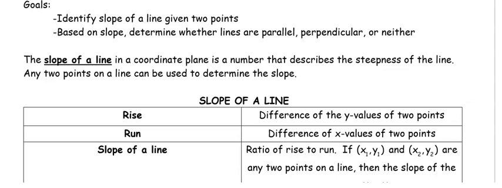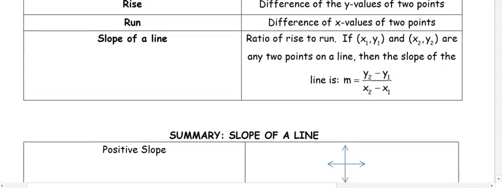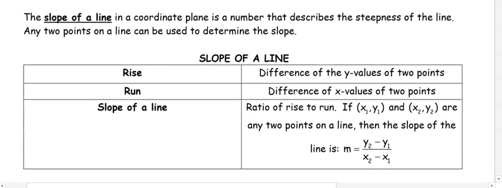This video is about identifying the slope of a line given 2 points, and based on slope, determining whether lines are parallel, perpendicular, or neither. So remember from Algebra 1, we've talked about slope before. The slope of a line in a coordinate plane is a number that describes the steepness of a line. Any 2 points on a line can be used to determine slope.